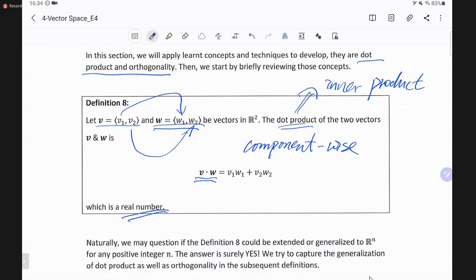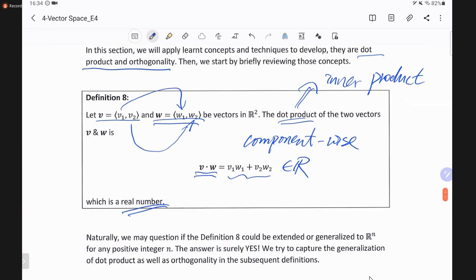Real number. All right, so that means, after the evaluation of the dot product, it will return us a real number. One important thing for the dot product. This is definition 8. I would like to recap.